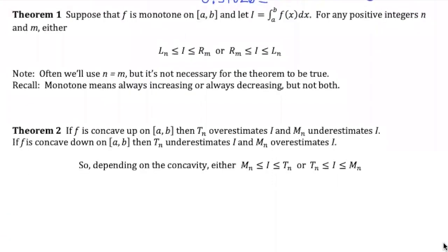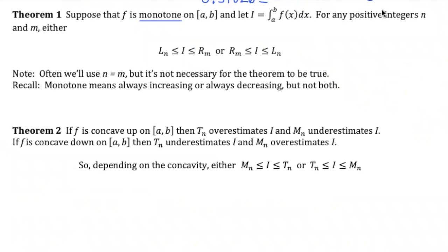That brings us to Theorem 1 and Theorem 2. Theorem 1 says, suppose that your function is monotone. Now, this theorem only applies for functions that are monotone. Monotone means it's always increasing or always decreasing, but not both. In other words, on the interval you're integrating, you're not going to see it waver like that. We're talking about functions that just are increasing all the way or decreasing all the way without switching.